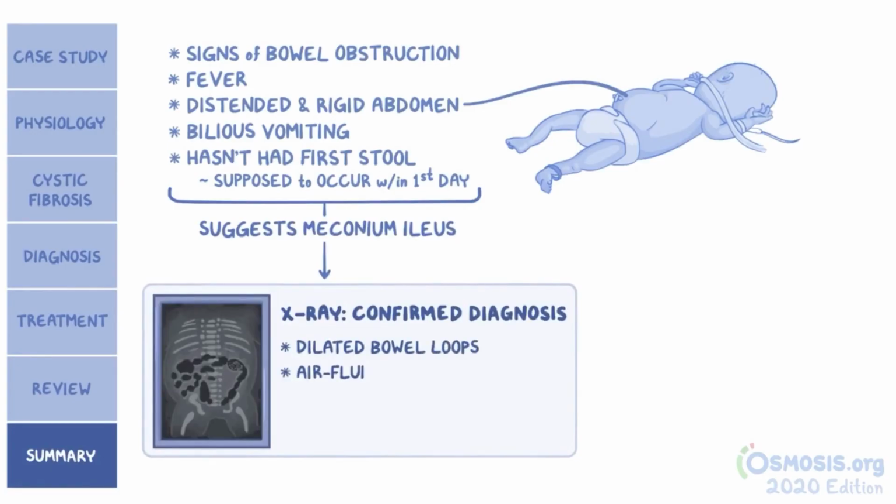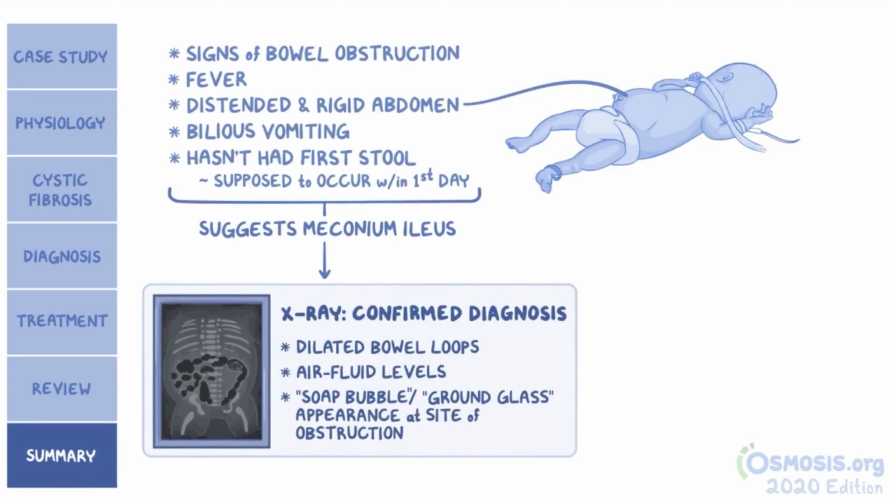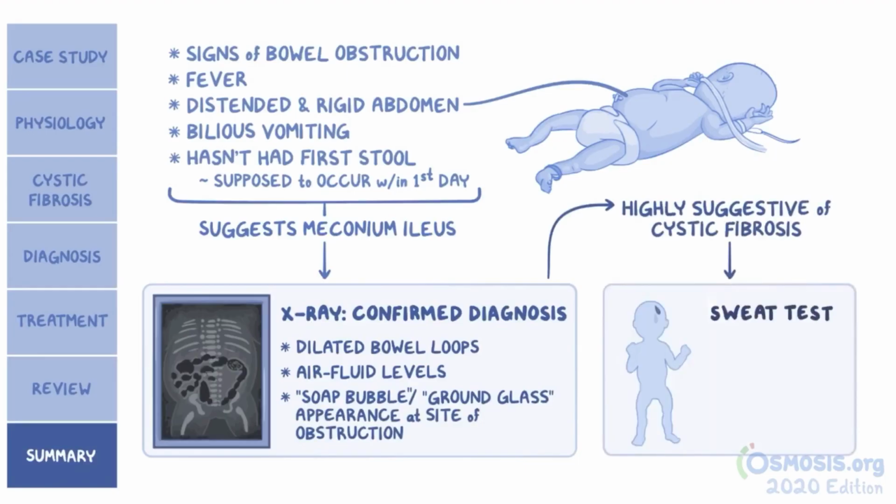bowel loops and air fluid levels proximal to the obstruction, along with a soap bubble or ground glass appearance at the site of obstruction. The newborn's clinical picture is highly suggestive of cystic fibrosis, and a sweat test showing highly elevated chloride ions confirmed the diagnosis.